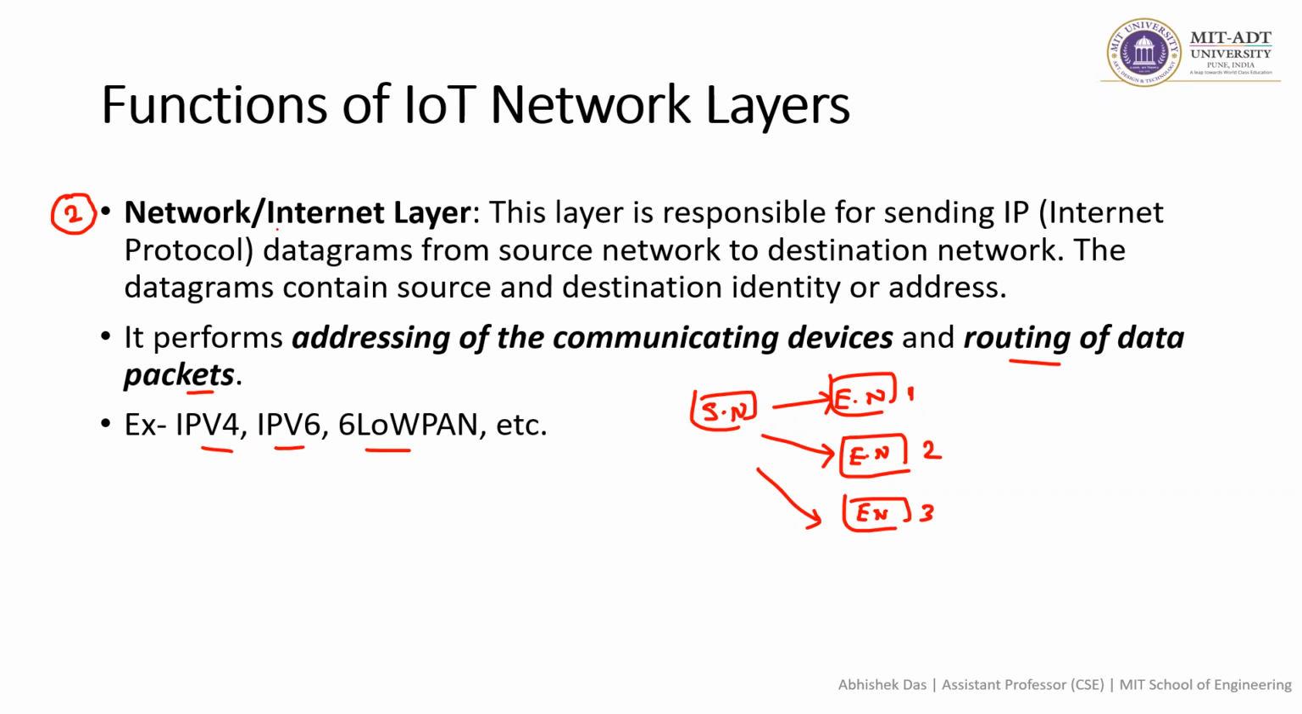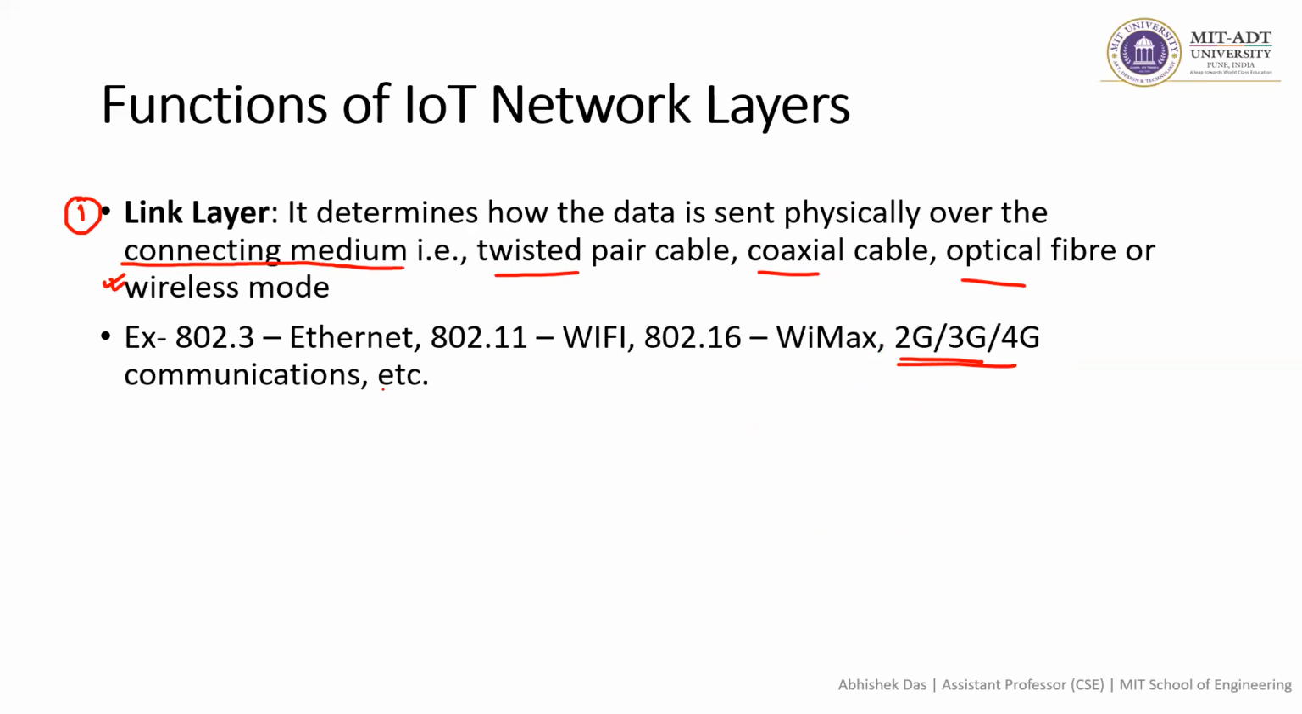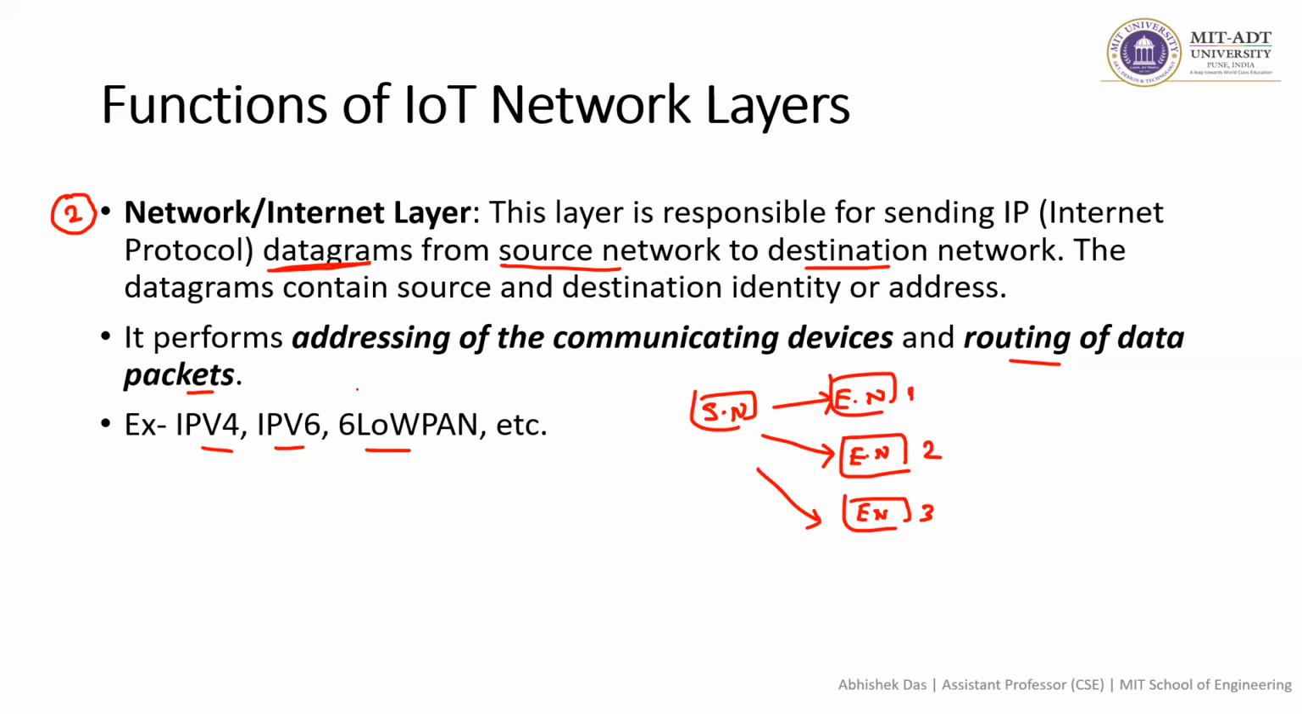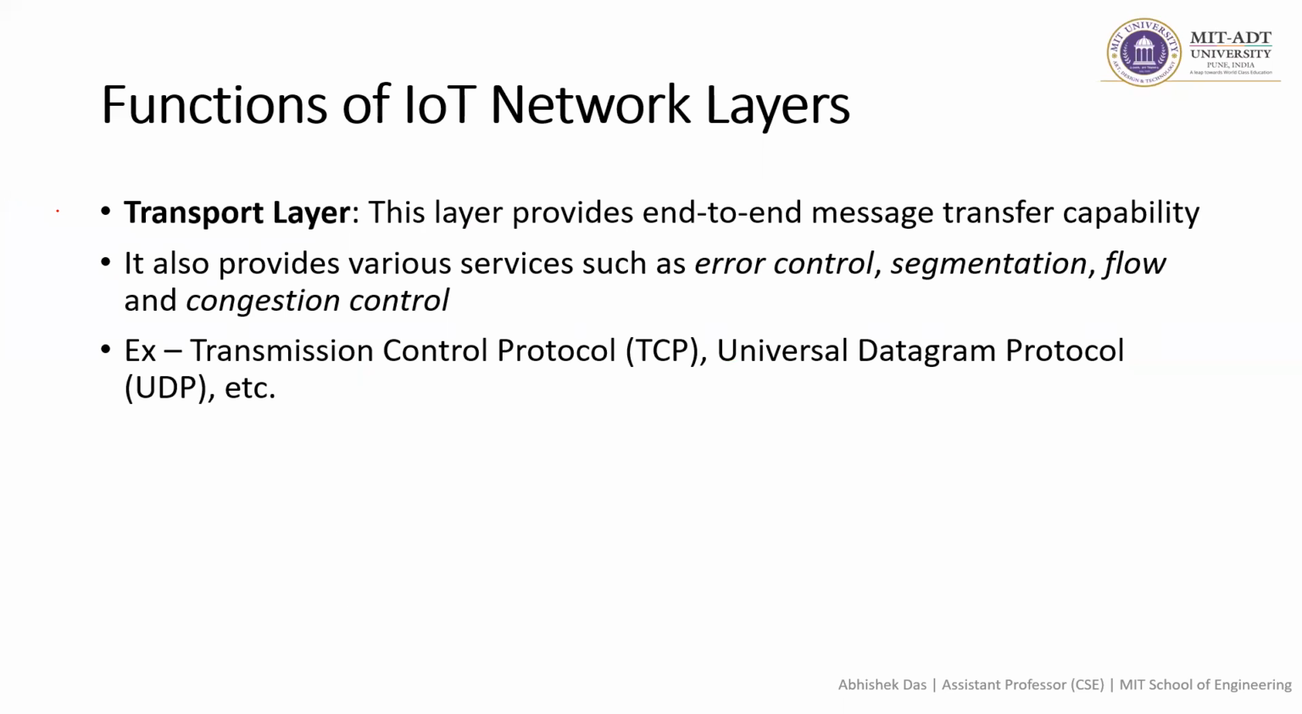So this is the function of the network layer, which helps in sending the IP datagrams from the source network to the destination network. It also helps in routing of the packets as well as the addressing of the communicating devices. That is the function of the network layer. Now, let us come to the third layer, that is the transport layer. This is the third layer of the IoT communication model.